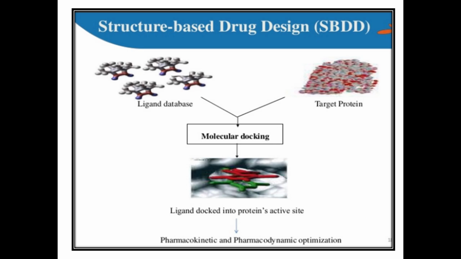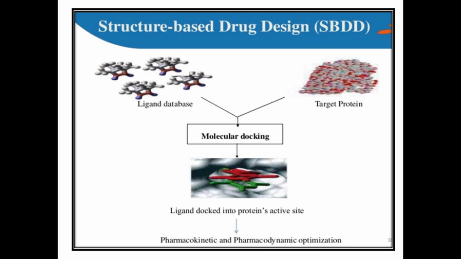Now here we look at the ligand database and the target protein. The ligand is a compound or drug, and the target protein is from a 3D database, the three-dimensional structure of any particular biological sample, for example a disease sample, a plant model or anything we are taking for our research work. In the molecular docking process, we find out the ligand docked into the protein active site. That means wherever it is docking, which proteins are nearby, and the residues it is interacting with.